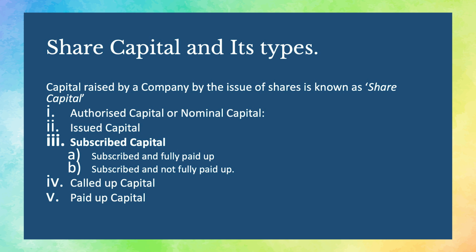In this slide, we will learn about the concept of share capital and its various types. Capital raised by a company by the issue of shares is known as share capital. In the types of share capital, the very first is authorized share capital or nominal capital. The authorized share capital is stated in the memorandum of association and is the maximum share capital that a company can issue in its lifetime. The authorized may or may not be the same as issued share capital.